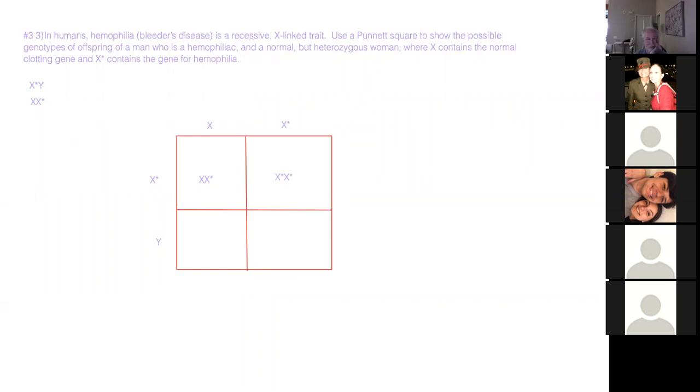So what I get is, in the first box, X and X asterisk. This is going to be your heterozygous carrier. She won't have the disease, but she will carry the trait. The second box, you're right. This will be a female with hemophilia, because she got a recessive X from the father and she got a recessive X from the mother.